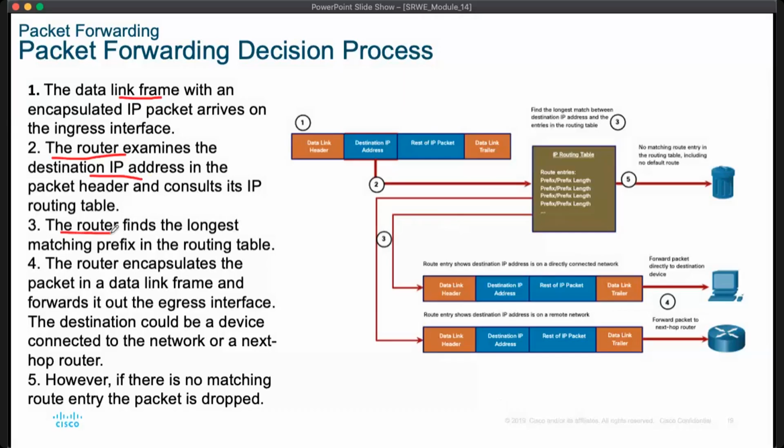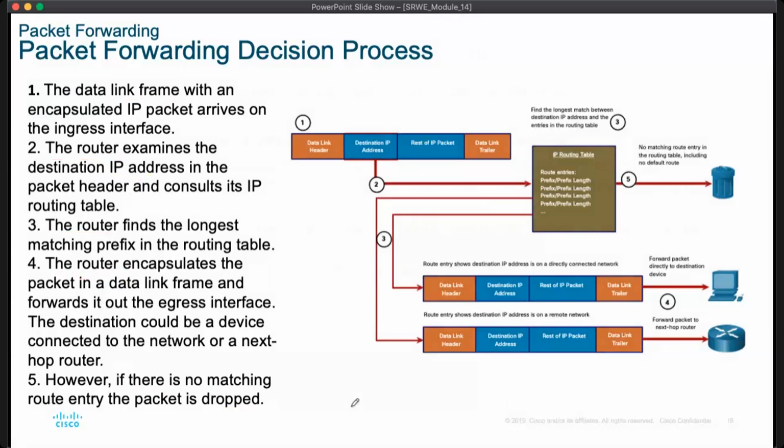the router finds the longest matching prefix in the routing table. Number 4, the router encapsulates the packet in a data link frame and forwards it out the egress interface. The destination could be a device connected to the network or a next hop router. Number 5, however, if there is no matching route entry, the packet is dropped.